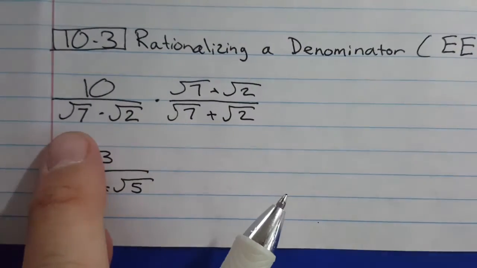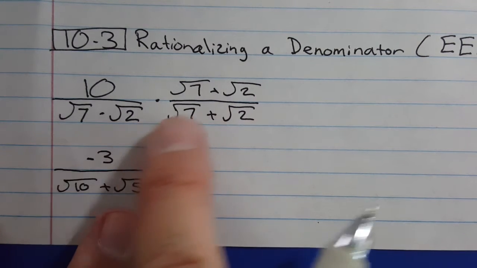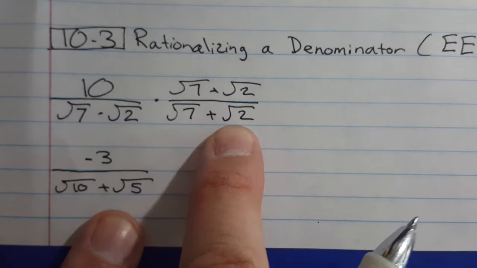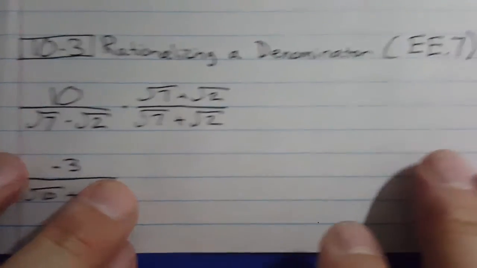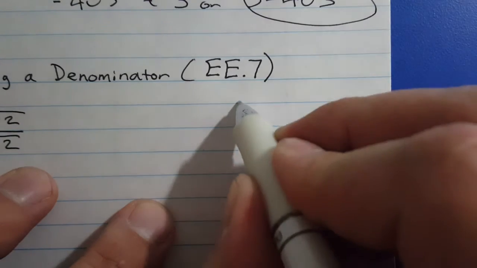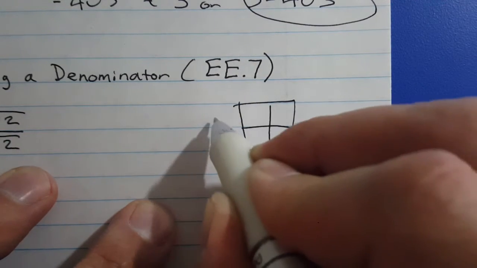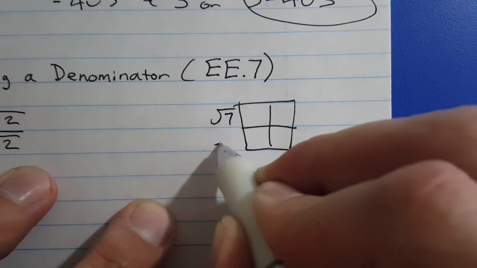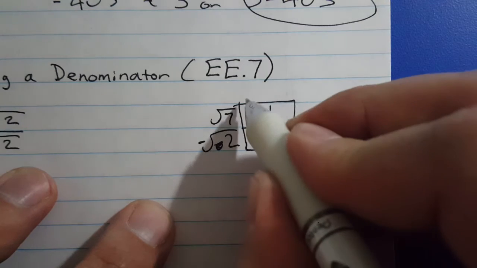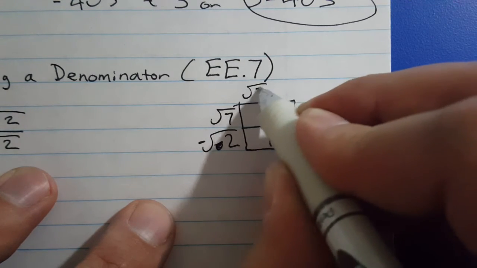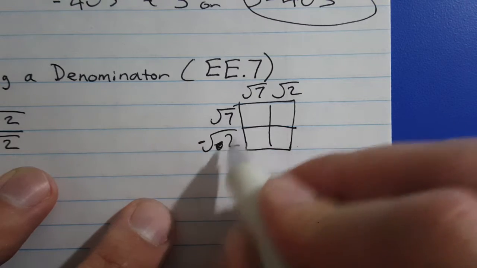If I take the square root of 7 minus 2 times the square root of 7 plus the square root of 2, what's going to happen is I'm actually going to have some things cancel. So over here on the side, I'll do a quick little poly box. Here I've got square root of 7 and a negative square root of 2, and then I have the square root of 7 and a positive square root of 2. So again, I've got 7 minus 2, 7 plus 2.